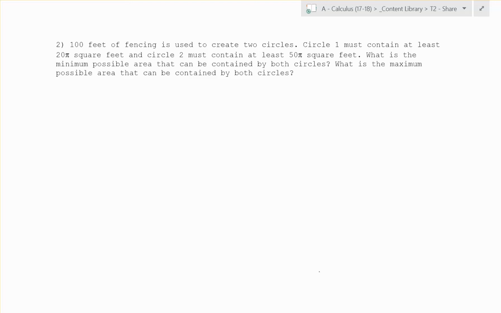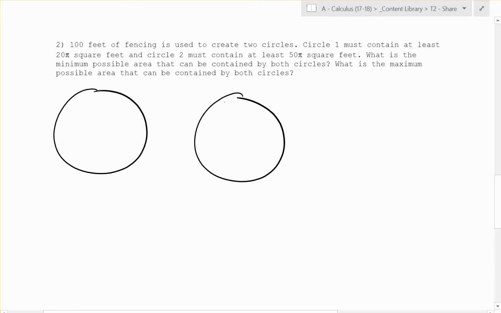Let's go back to creating two circles of fencing. So we have two circles, circle 1 and circle 2, and let's use radius of circle 1 is x and the radius of circle 2 is going to be y. So what do we now know?